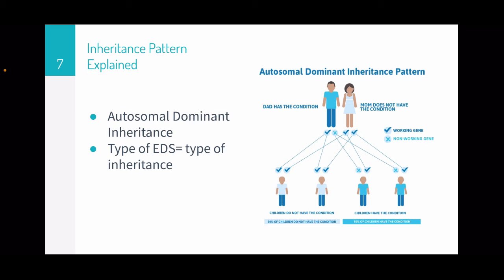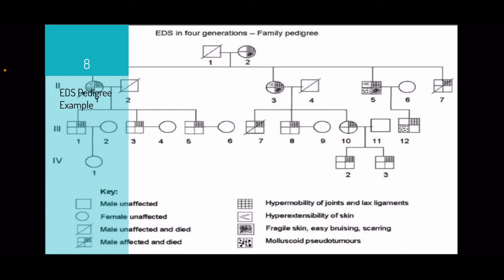It is considered an autosomal dominant pattern of inheritance, which means that one copy of a mutated gene from one parent can cause the whole genetic condition in a child, and that gives basically a 50% chance for that child to inherit the mutated gene. This is an example of how you can display how the disorder is passed down. This is called a pedigree.